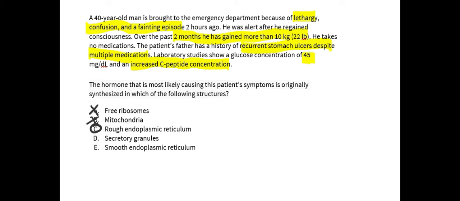B, the mitochondria. The mitochondria is responsible for creating ATP, not proteins. Secretory granules. So this is an interesting distractor, but remember that synthesized is different than storage. So even though proinsulin is stored in the secretory granules of the pancreatic beta cell, it's not correct. And the smooth endoplasmic reticulum is involved in steroid synthesis.